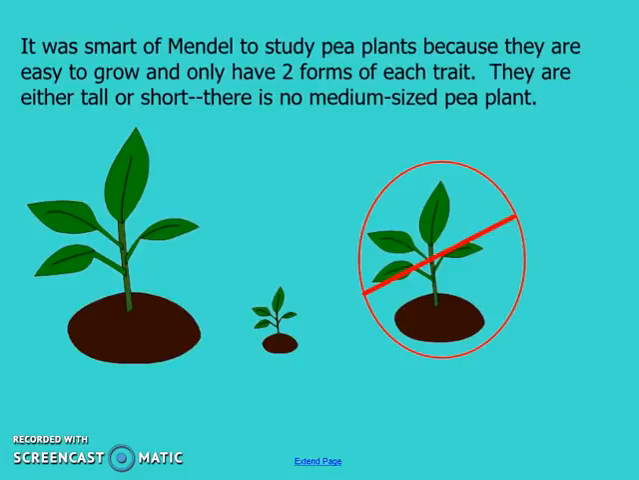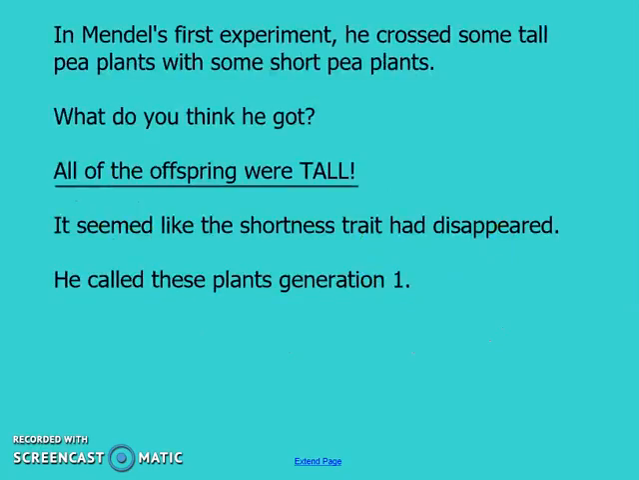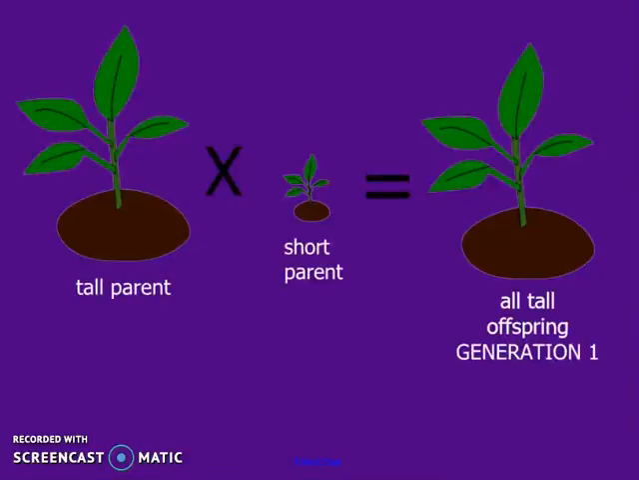So Mendel was studying pea plants, which was a good thing because they only have two forms of every trait. So as far as height, they're either tall or short. There is no medium-sized pea plant. In his first experiment, he crossed some tall pea plants with some short pea plants. So what do you think he got? All of the offspring were actually tall. So it seemed like that shortness trait had disappeared, and that was his first generation of plants. So you've got tall parent crossed with a short parent, all tall offspring in generation 1.